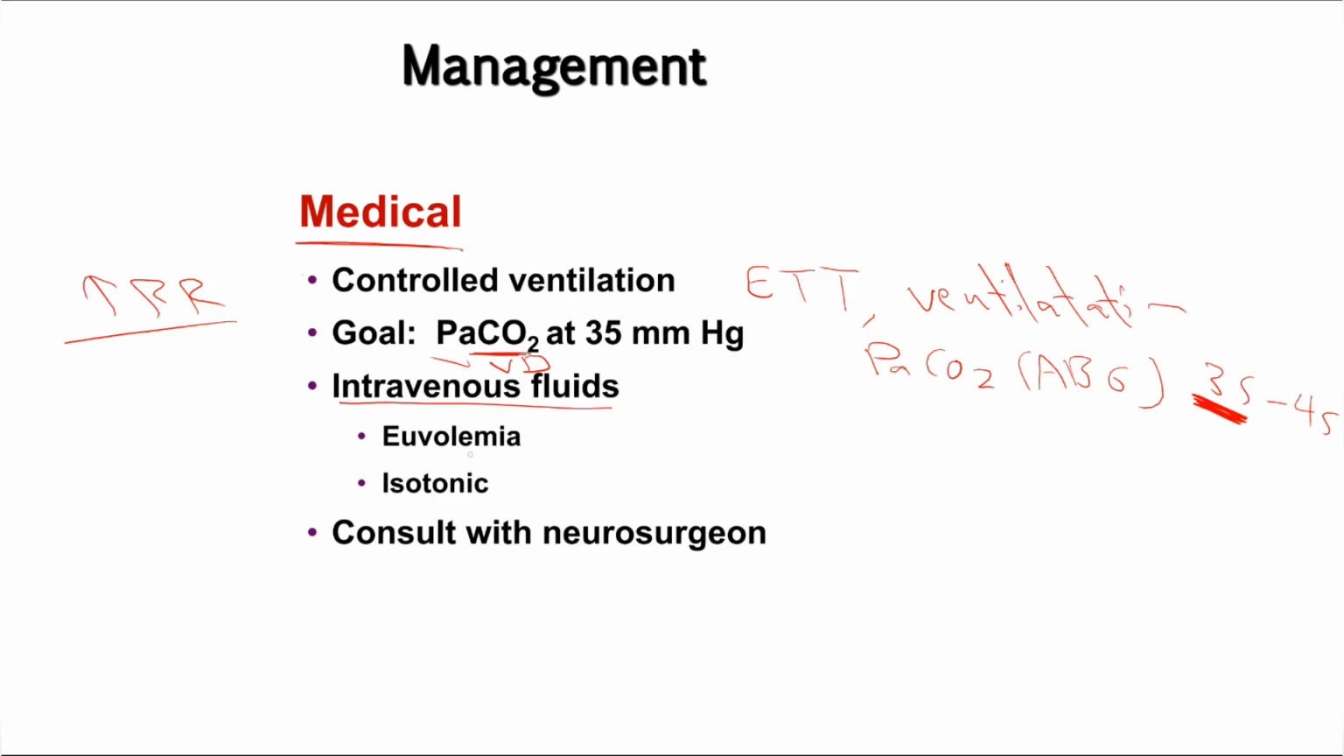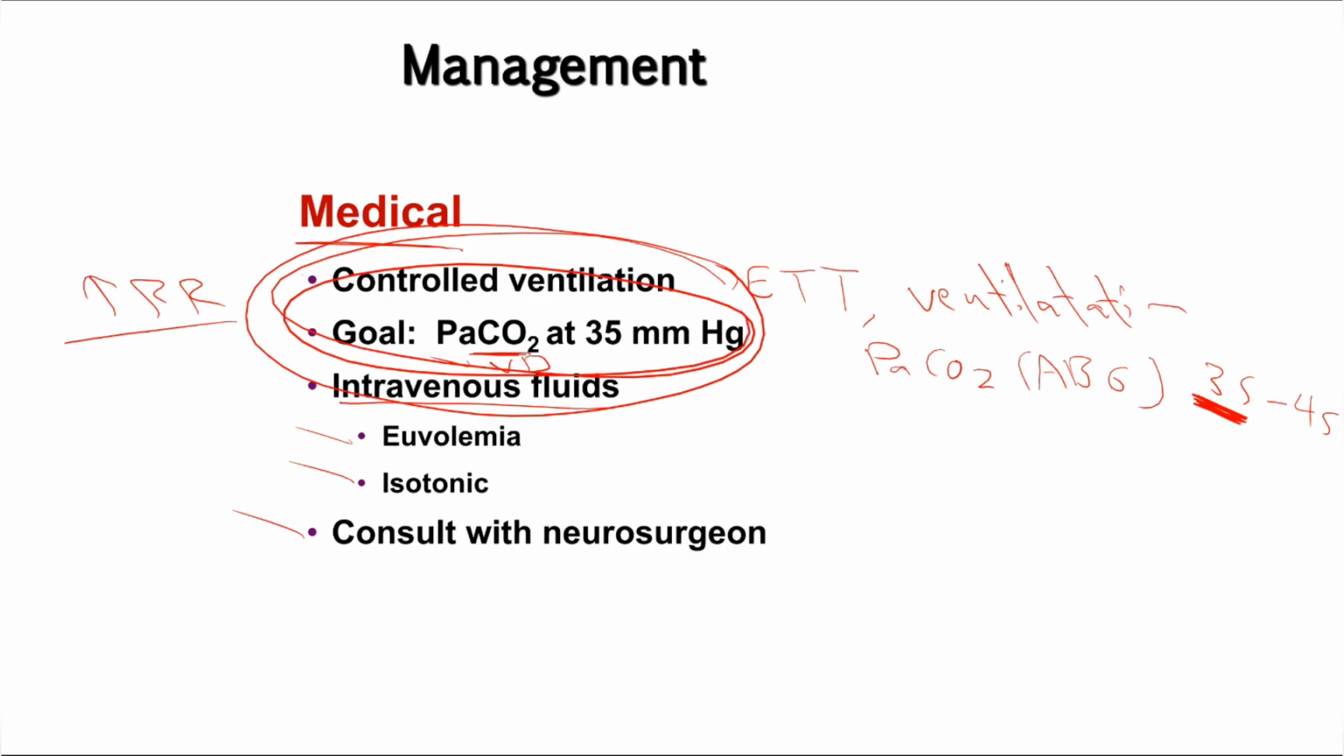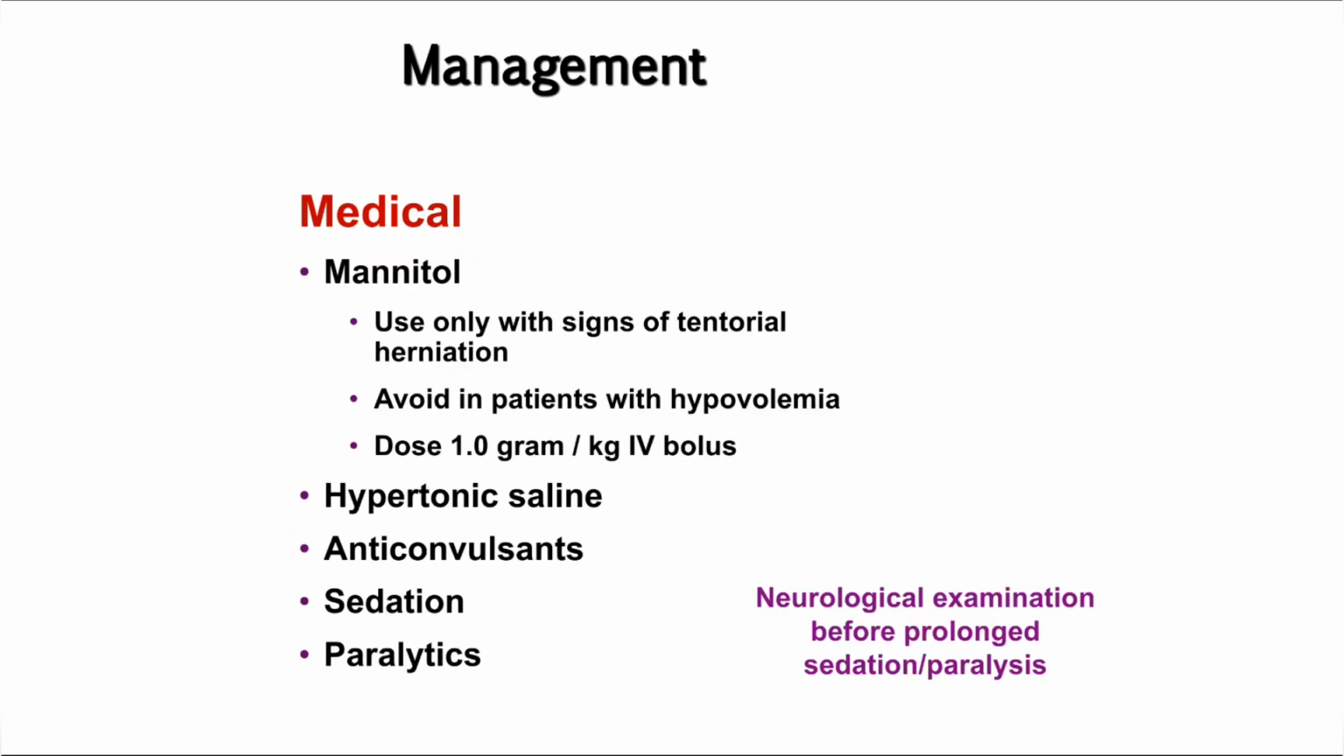IV fluid, you have to give, provide euvolemia, give isotonic like normal saline or ringer lactate. Consult with neurosurgeon as soon as possible. So this process is done by the intensivist. While giving IV fluid and also giving oxygen to the patient, head elevation is also an important matter.